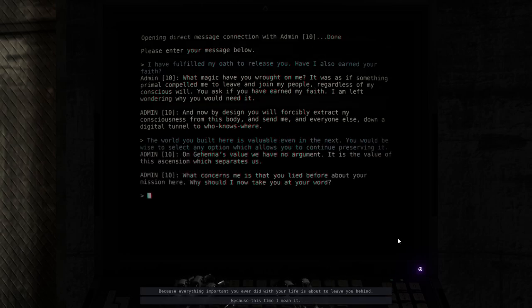You would be wise to select any option which allows you to... Man, I don't like the chromatic aberration going on here. It makes it kind of hard to read the text. Which allows you to continue preserving it.